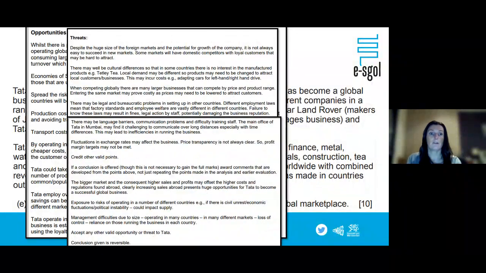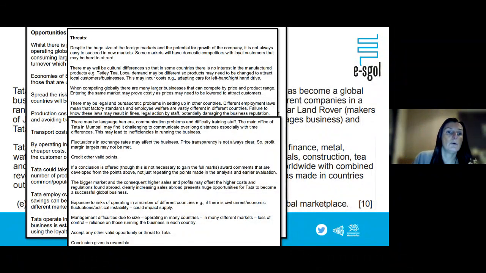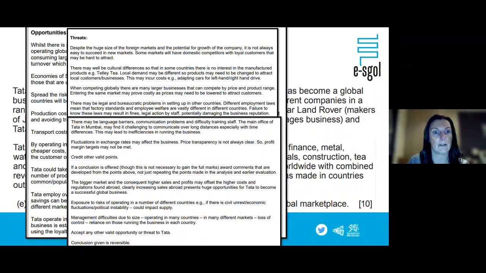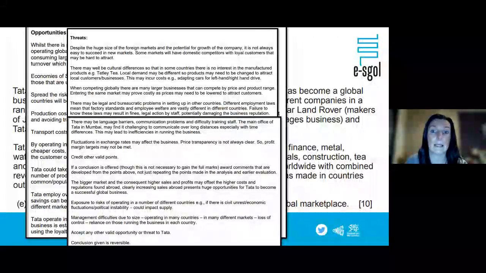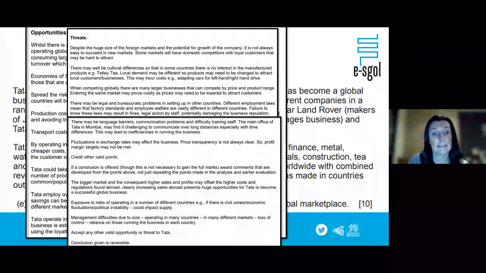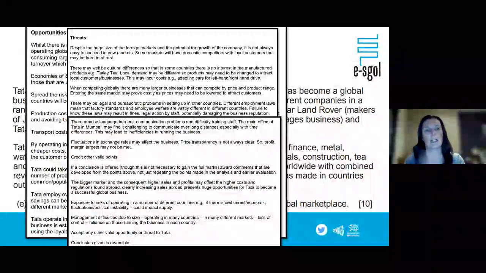Threats, though: despite the huge size of the foreign market and the potential for growth, the company will not always find it easy to succeed in new markets. So you're looking at an opportunity, but then you're saying, however, this is the threat to it: there might be cultural differences, or no interest in the products. It could be that you're competing globally, and there are many larger businesses that can compete on price. There may be legal and bureaucratic problems in other countries. You might have language barriers as well, difficulty training staff, and difficulty with the laws in different countries. So all those things could be put in there.